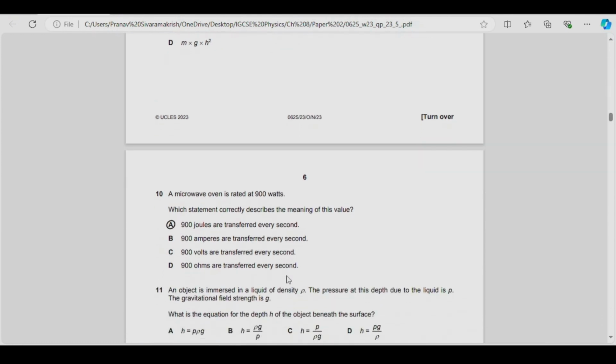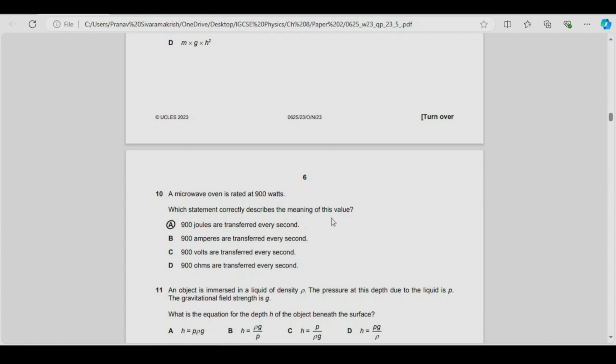A microwave oven is rated at 900 watts. Which symbol correctly describes the meaning of this value? So the first says 900 joules are transferred every second. A watt is essentially a unit of power, and power is work done per unit time. So it should be work done, which is measured in the same units as energy, which is joules, and then per unit of time, which will be per second or minute or hour. But obviously, because we have watts, it'll be per second. So that is the right answer.